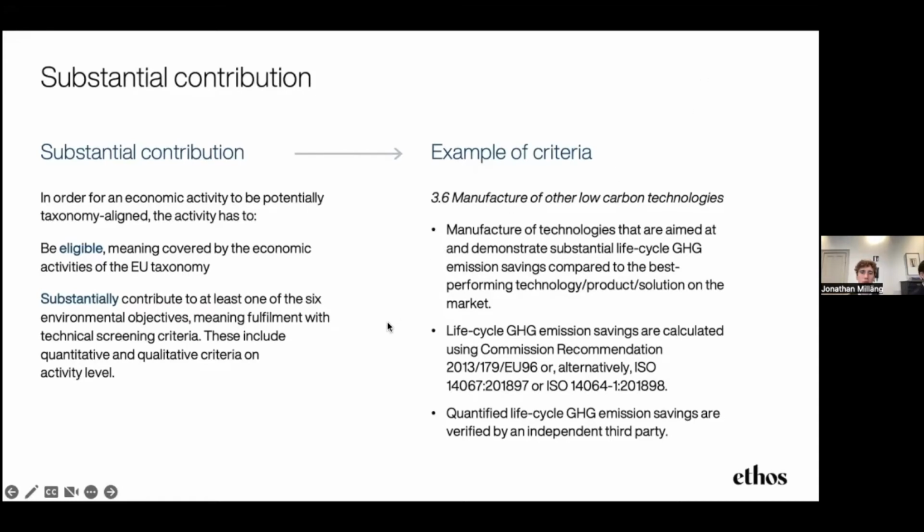Yeah, so just to provide some color here, as you can see, the examples listed on the right are quite technical, and every single activity, whether it be transport, manufacture of other low carbon technologies, cement, production of steel, whatever it may be, has its own technical criteria. So this is just the specific one for manufacture of other low carbon technologies, which is a bit of a catch-all category for activities that don't go into other categories in the EU Taxonomy.